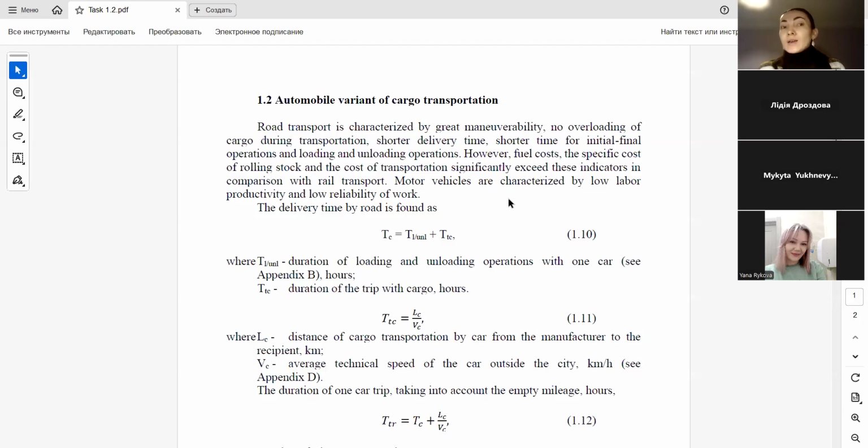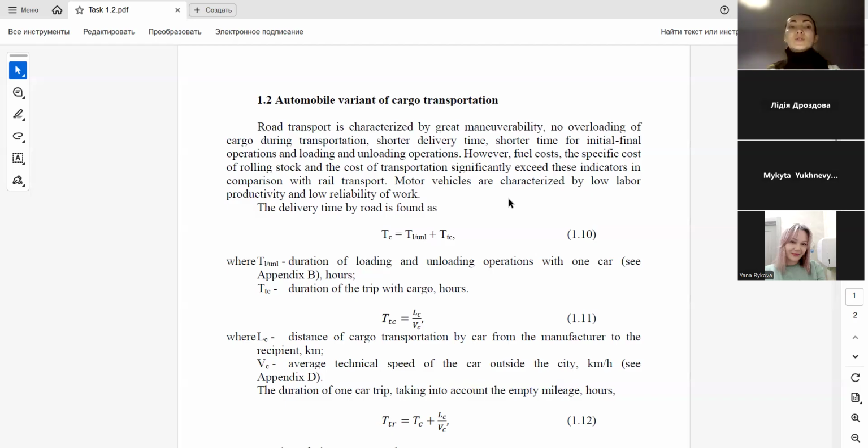It is the second variant. We can calculate the same positions, about time and about how much money we need for this delivery, and after that we can choose what kind of transport is better for our cargo and for our distance of delivery.